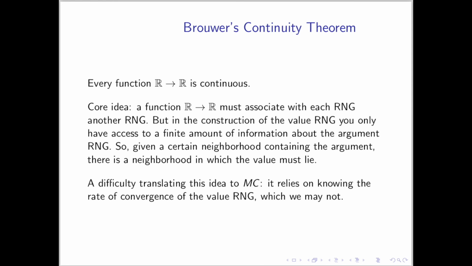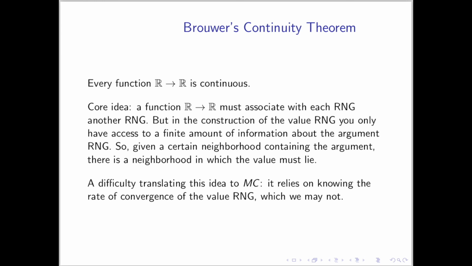And the basic idea in this proof, some details in the background, but the basic idea is that a function from R to R must associate with each real number generator in the argument a real number generator as value. And since the real number generators are finite at any given stage, you have to be able to extract some information about the value from only a finite amount of information about the argument. So a certain neighborhood containing the argument, some initial segment of it, will suffice to pin down a certain neighborhood in the value. So in other words, it must be continuous.